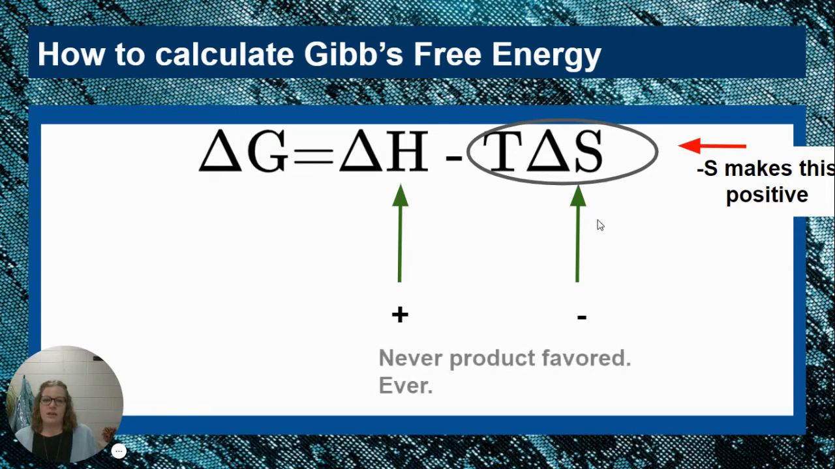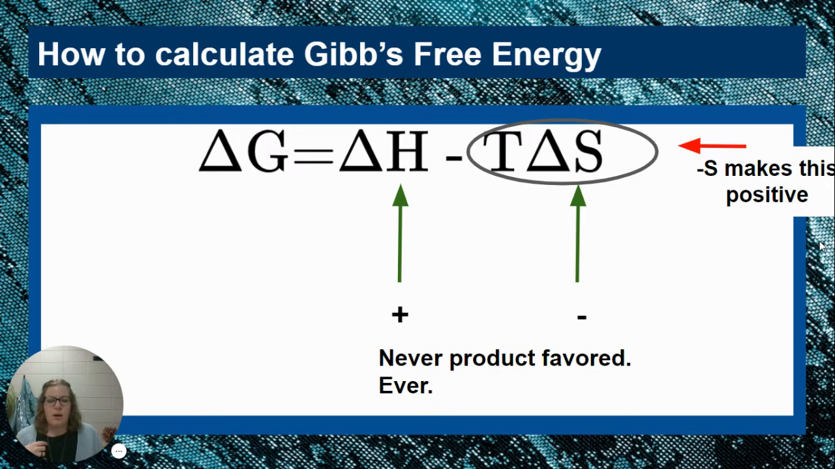And so in that scenario, it's never product favored ever, because it's always going to be a positive value. This is what I call math logic. And this math logic is something they're going to test you on all the time. They could also test you on the algebra of this as well. So we're going to go through a couple different examples where I can show you the math logic argument, and then I'm going to show you a little bit of math with it.